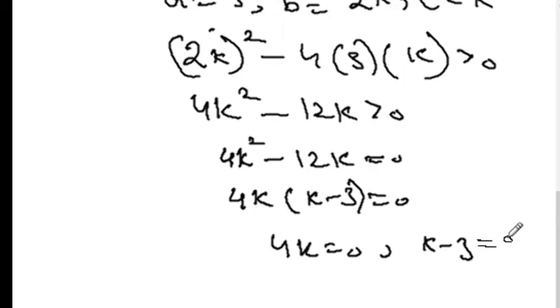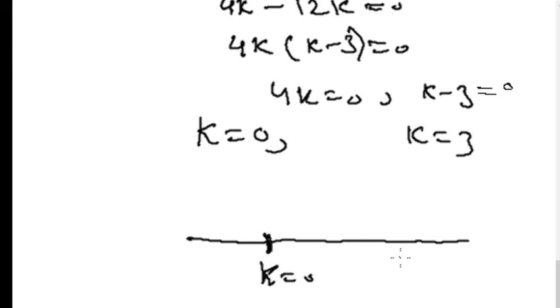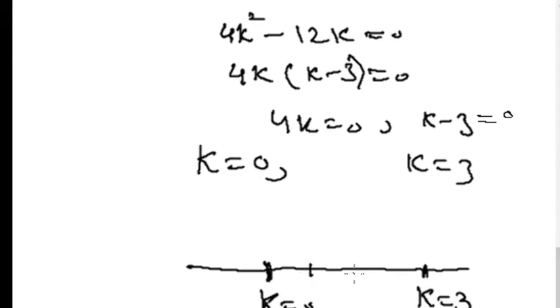Is equal to 0. Now it means k is equal to 0, dividing both sides by 4, and it means k is equal to 3. So we got two values of k. Now write them here. k is 0 here and k is 3 here. Now see, this is k1, k2 and k3, and k4 here and k minus 1 here.